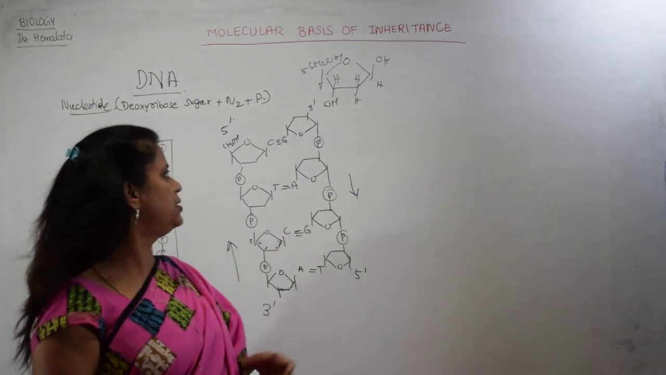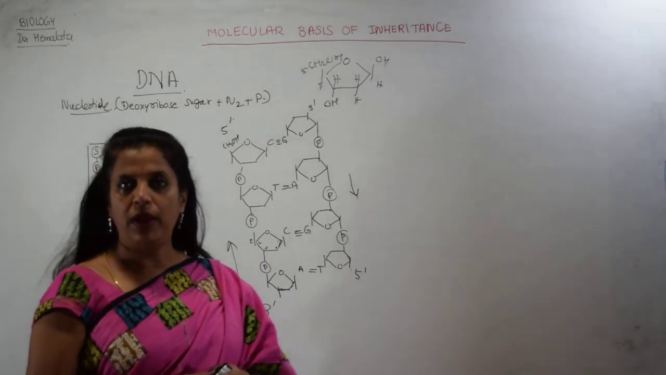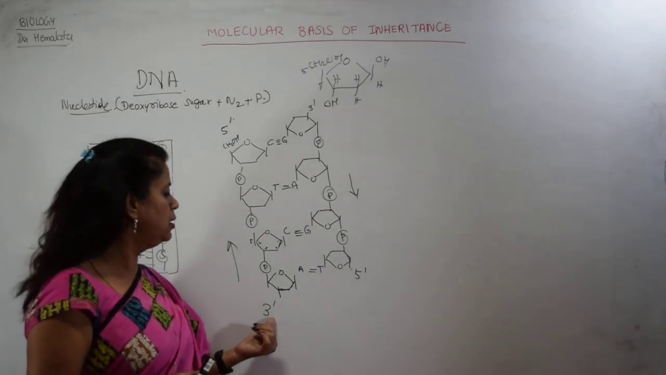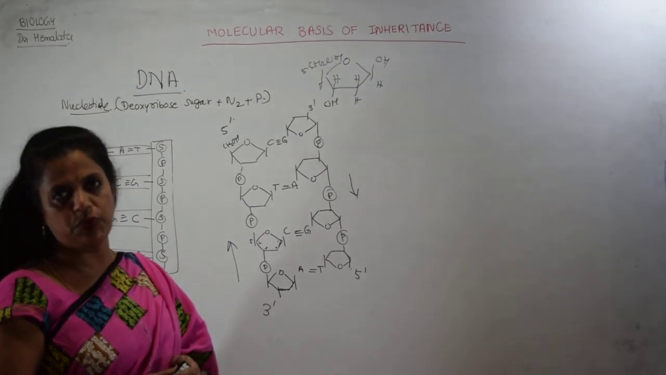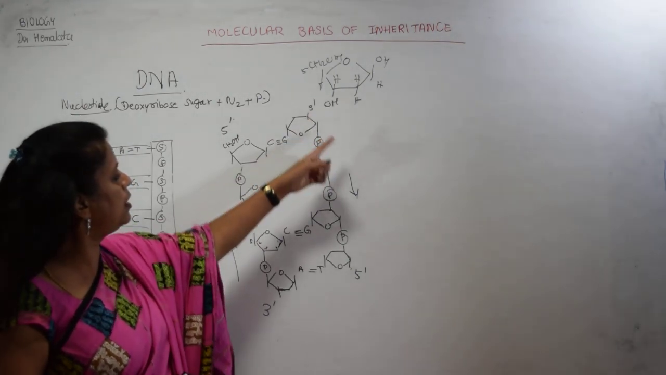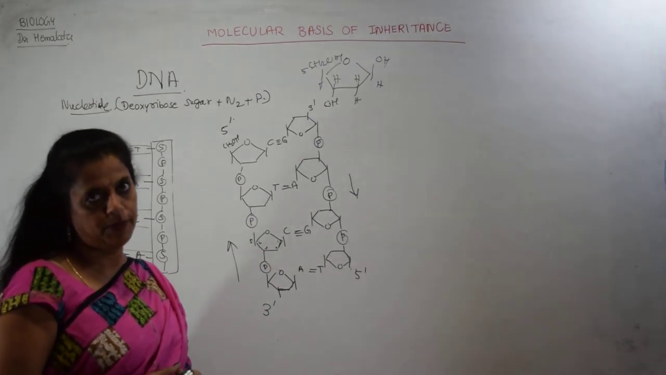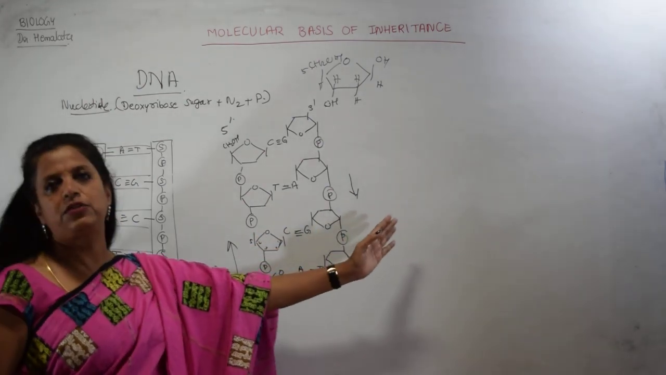You remember this structure, then only you will understand why it is called 3' and 5' ends. They don't have some other names. 3' refers to the third carbon, the free carbon to react. That's the fifth carbon which is free, the other end. Same way here is the third carbon, here is the fifth carbon. So this is the chemical structure of DNA. Right? So remember, this structure will lead to the physical structure later.